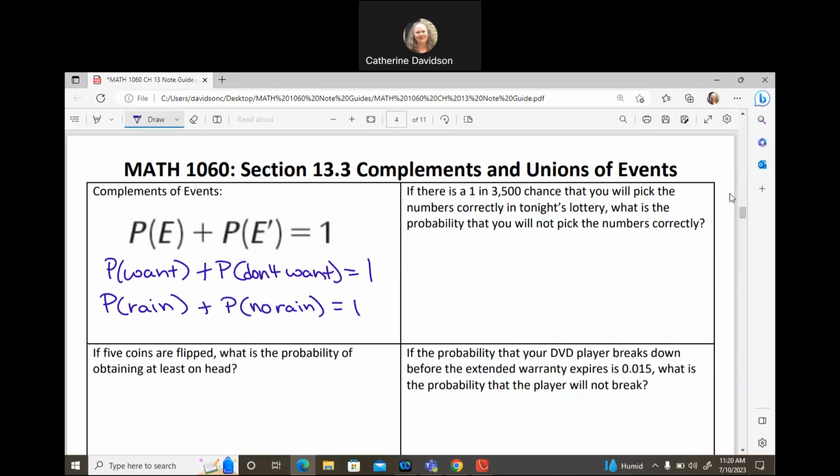Now some of these, they are going to want you to use the complement, but it's easier just to do it directly. So if there's a 1 in 3,500 chance that you will pick the numbers correctly in tonight's lottery, so the probability that you win is going to be 1 in 3,500. So what is the probability that you will not pick the numbers correctly? So the probability you lose is going to be 3,499 over 3,500. And you can put that in your calculator and convert it to a decimal.